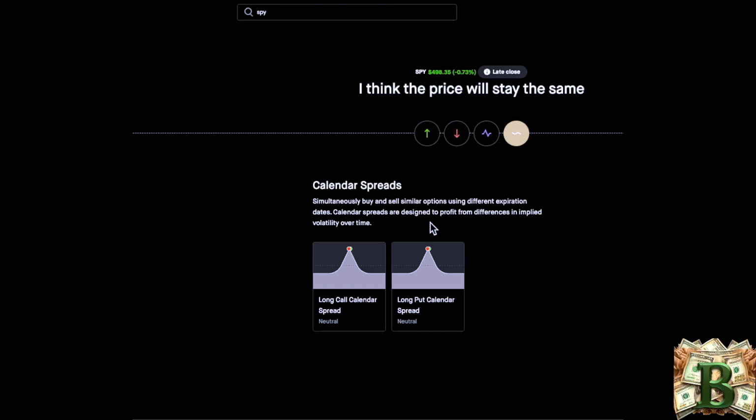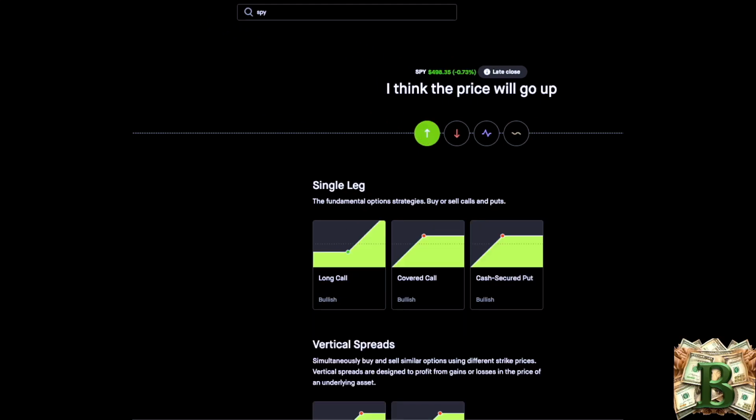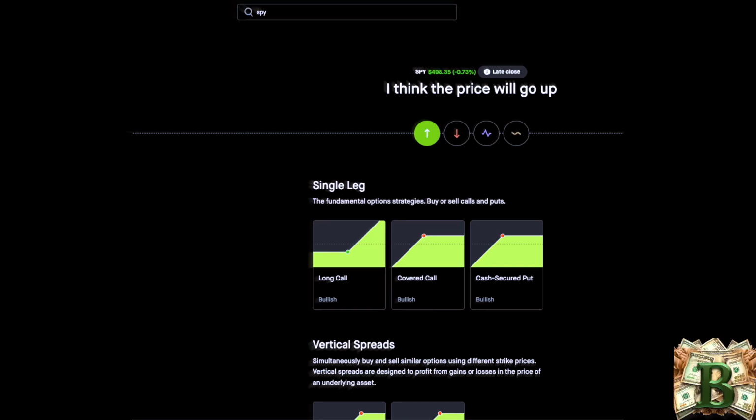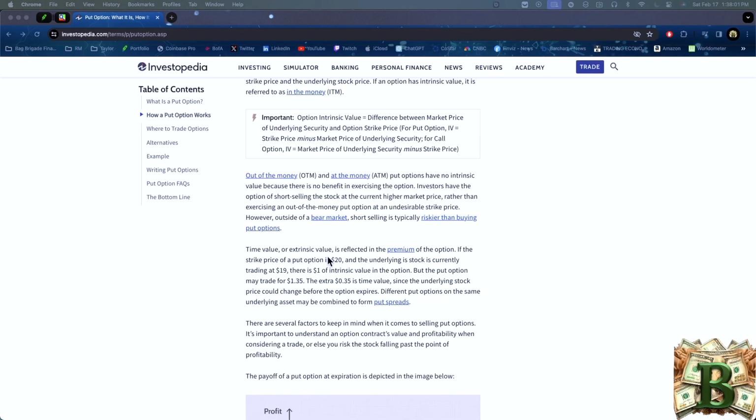Again, these are more complicated multi-leg strategy options. I don't really recommend them unless you absolutely understand what you are doing. I will go into that in another video, but I know what most of you like to trade, and it's usually just calls or puts. So we're just focusing on that. Time value, or extrinsic value, is reflected in the premium of the option.